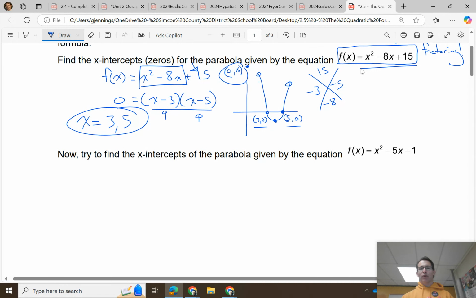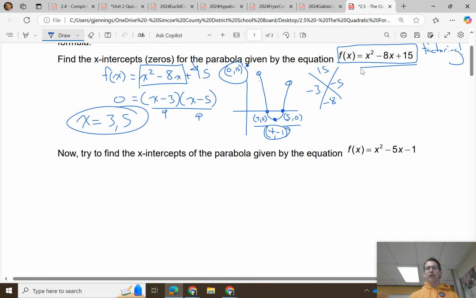And you can bet if we completed the square, we'd find 4, negative 1, right in between those two points, as the vertex. So all of that is just falling out of your algebra for you, so that you can create really accurate sketches and understand quadratics thoroughly.